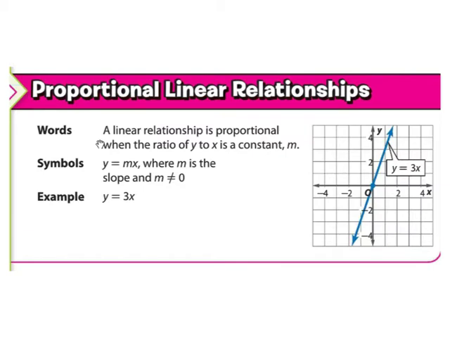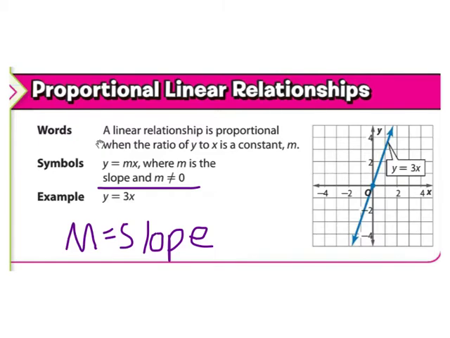a linear relationship is proportional when the ratio of y to x is constant. So if you put y over x and you simplify it and compare that to all the other y's over x's, it's going to be the same number. m is your slope, okay? That's what this says right here. And m is not going to be 0. If you have a slope of 0, remember, that's horizontal, and undefined is vertical. So an example of what that looks like, y equals 3x, 3 would be your slope.